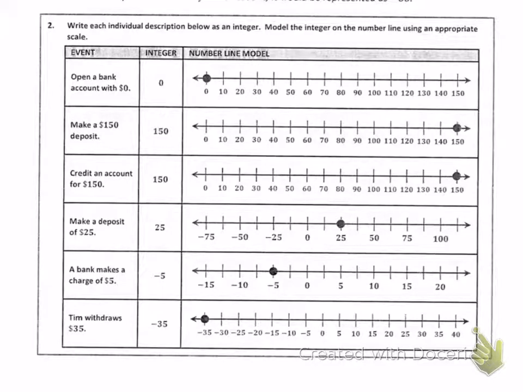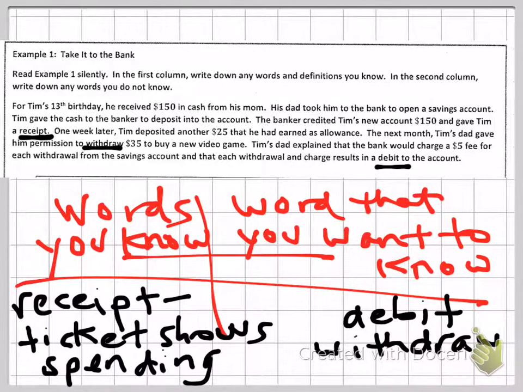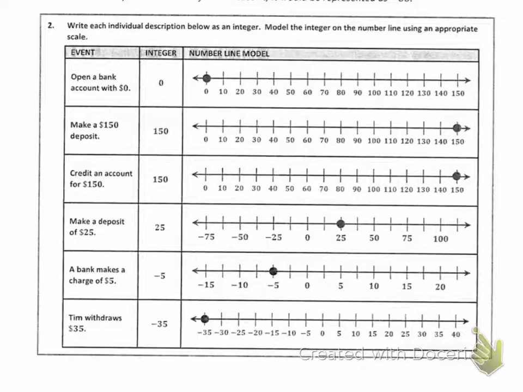Okay, so now this represents all the things that happened within that word problem with the money, how this would be shown in a number line. Okay, so you want to write this down from your notes, and a couple of things happen here with the situation with the word problem, and we can go back and forth here. So for Tim's 13th birthday, he received $150 in cash from his mom.